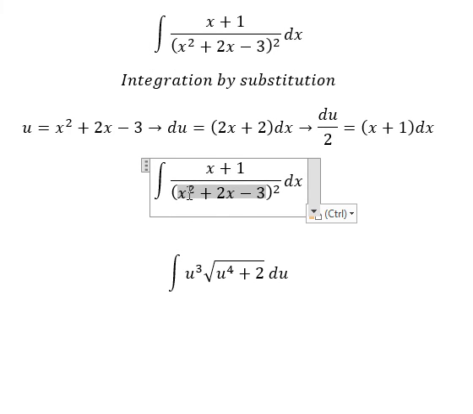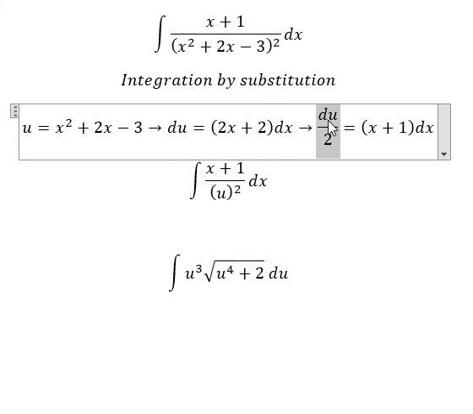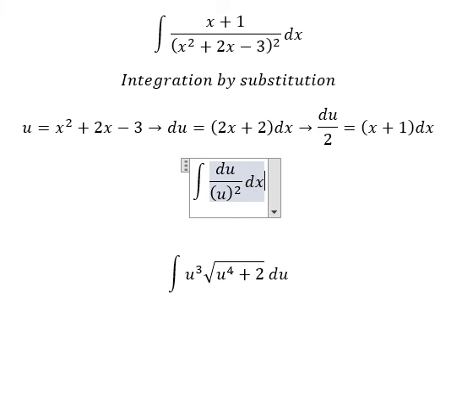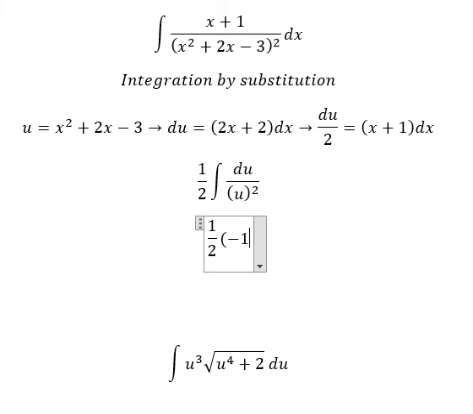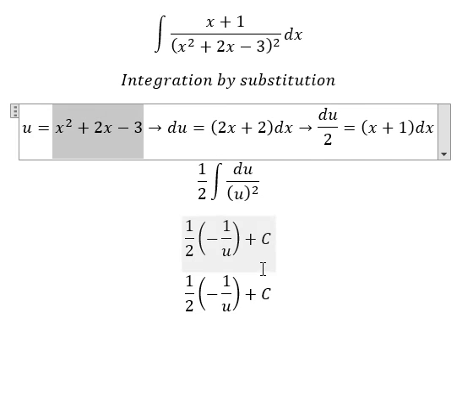This one we change for u. x plus 1 dx we change for du over 2. The integral of du over u square we change for negative 1 over u. And we put c. About u, that is this one.